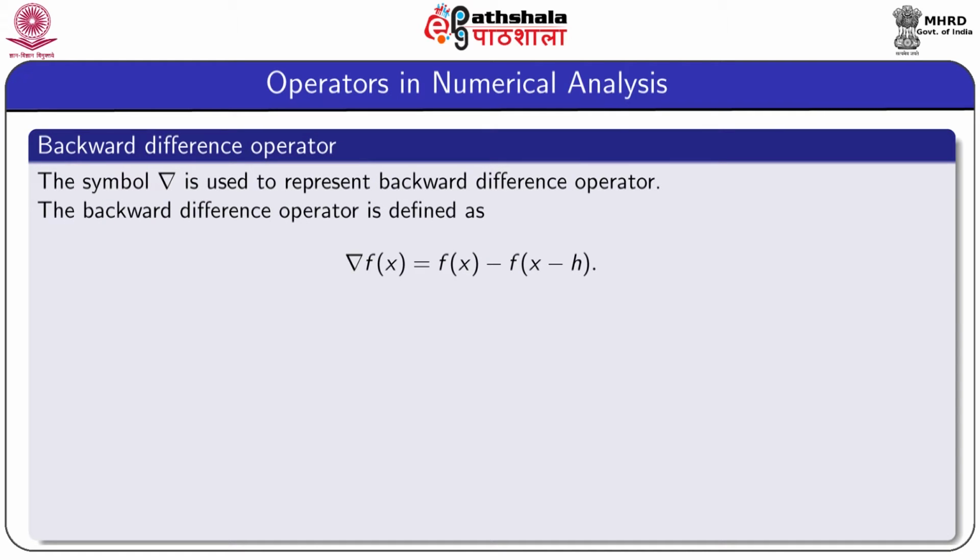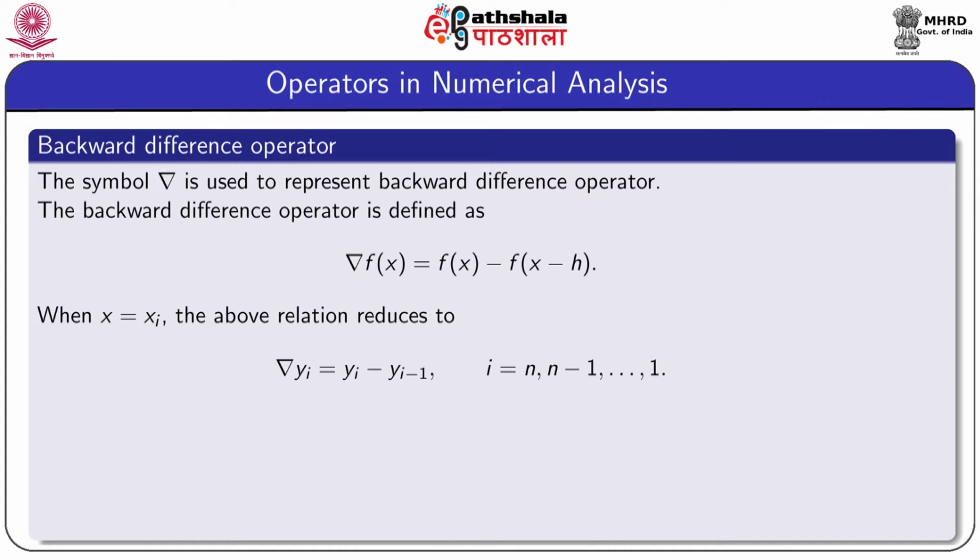Now, we define another important difference operator called the backward difference operator. The backward difference operator is denoted by the symbol nabla. The definition is nabla of f(x) equals f(x) minus f(x-h), and in terms of ordinate this equation reduces to nabla y_i equals y_i minus y_(i-1). This is called the first order backward difference operator, and this is true for i equal to n down to 1.